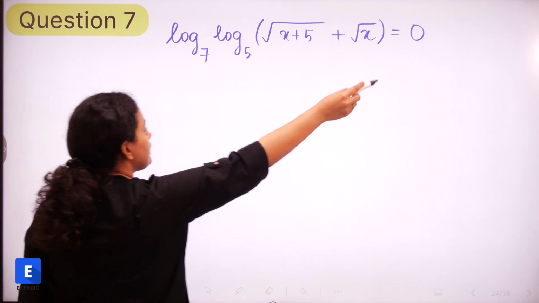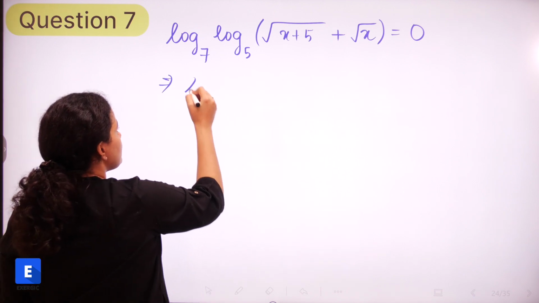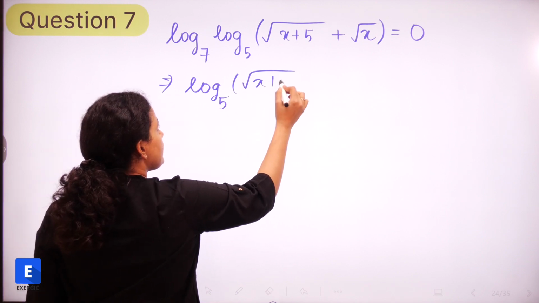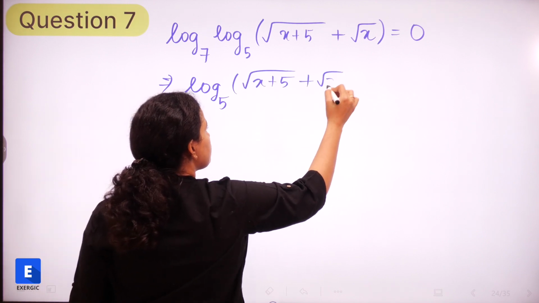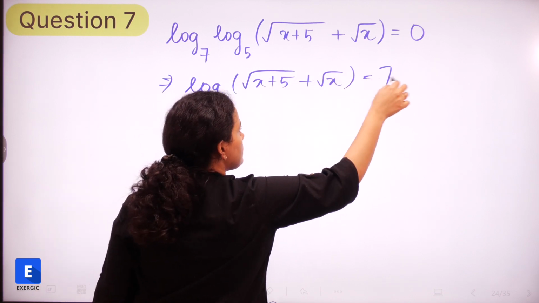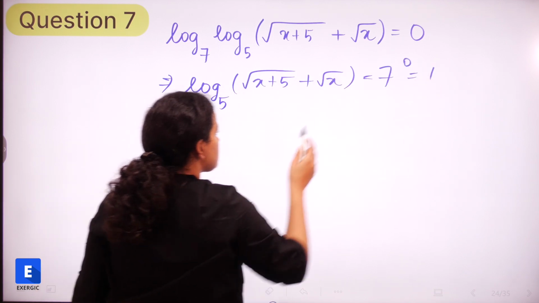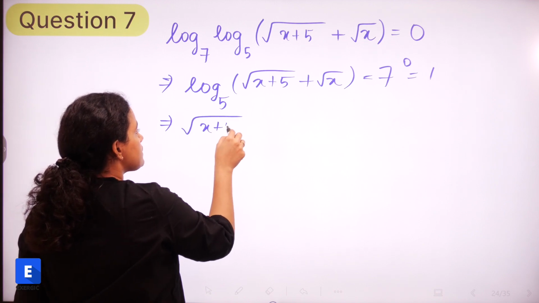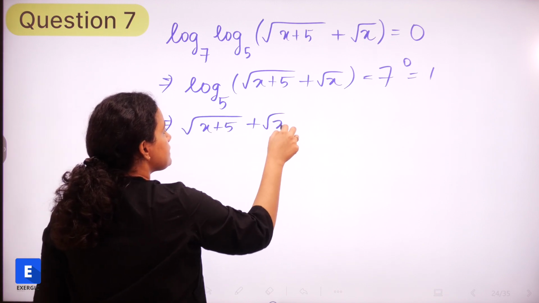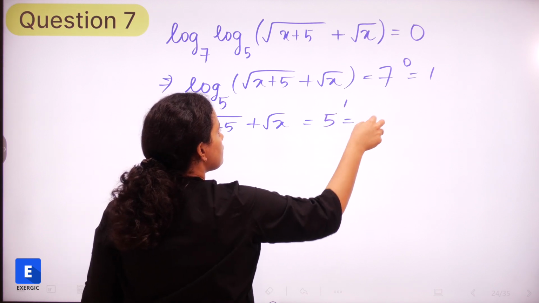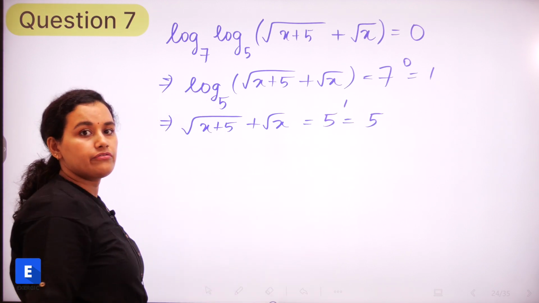The 7 we can take to our RHS, so this will become log of root x plus 5 plus root of x base 5. If I take 7 here, what does it become? 7 raised to the power 0, which is nothing but 1. Same thing we will do again. So root x plus 5 plus root of x, 5 we can take to right hand side. So 5 raised to the power 1, which is nothing but 5.